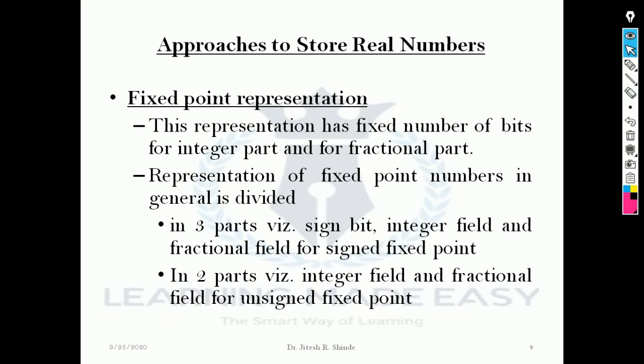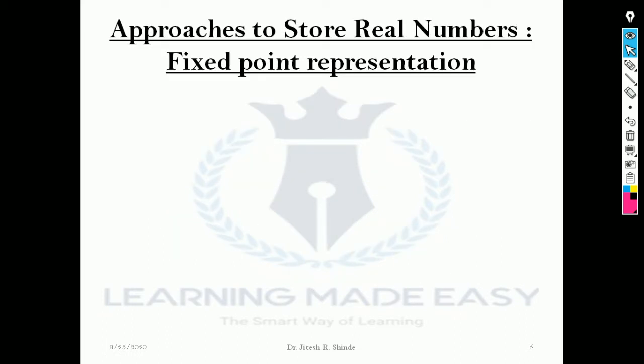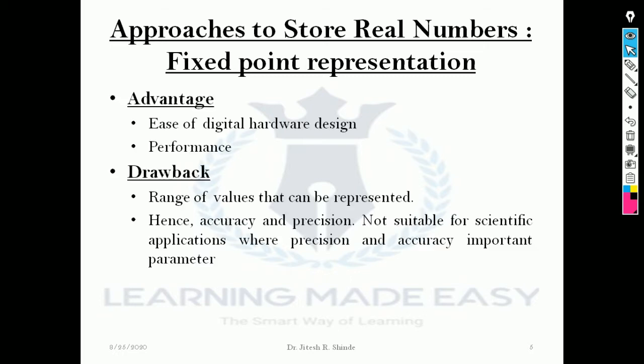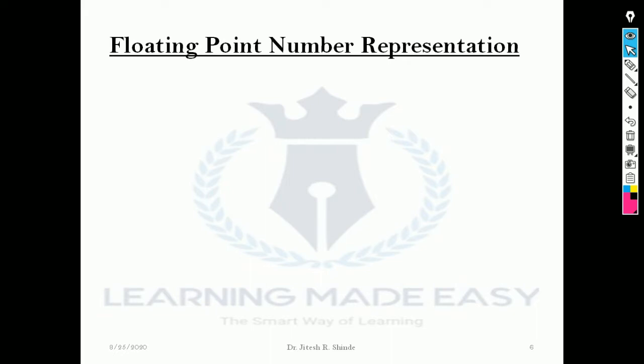For the unsigned fixed point, the representation is divided in two parts, one for integer field and one for the fractional field. We had also gone in the previous session through the advantages and the drawbacks, that is the limitation associated with the fixed point representation. To overcome this limitation, the solution is the floating point number representation.